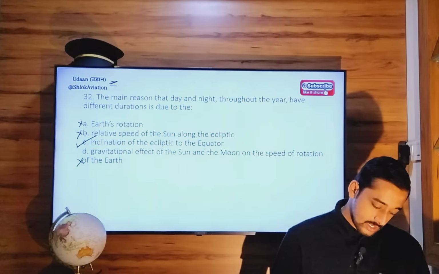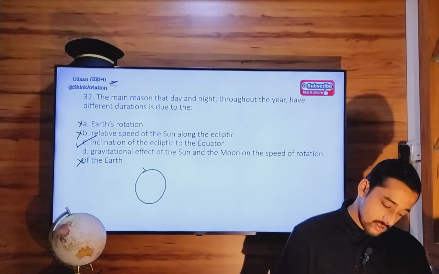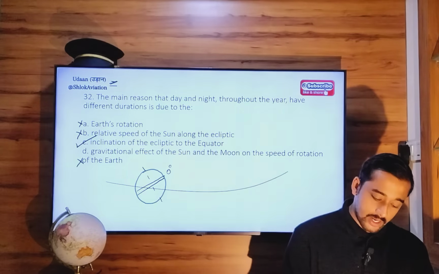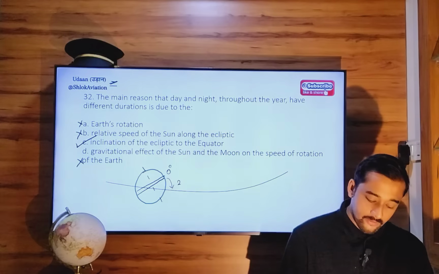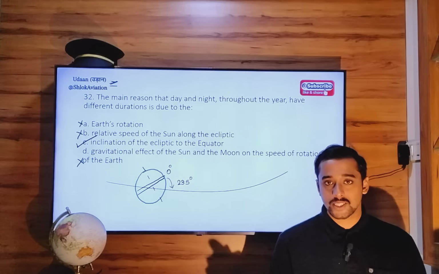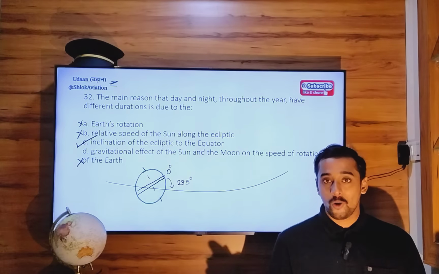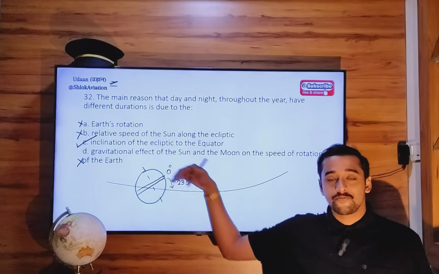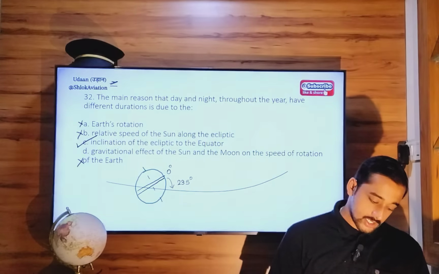So let's say this is your Earth, this is your equator. This equator is inclined at an angle of 23.5 degrees with the ecliptic, that is the orbit of the earth around the sun. And due to this inclination of the equator with the elliptical orbit, we have sun moving between tropic of Capricorn and tropic of Cancer, giving us different seasons: summer, winter, autumn and spring. Okay, so correct option is option C.